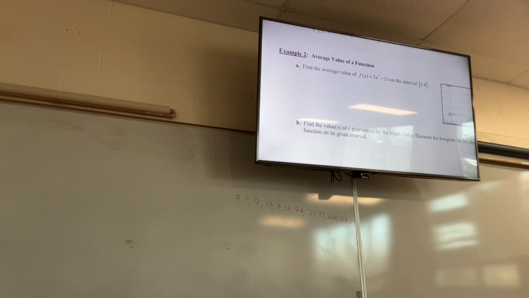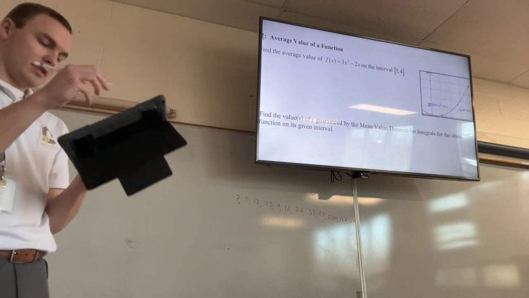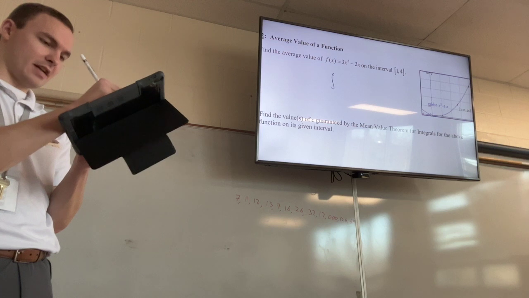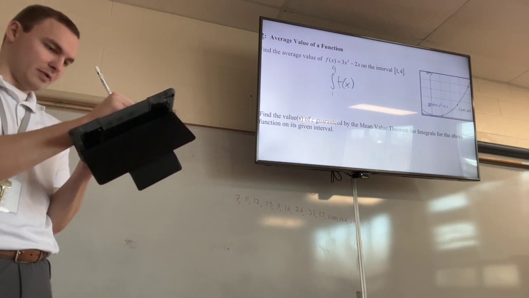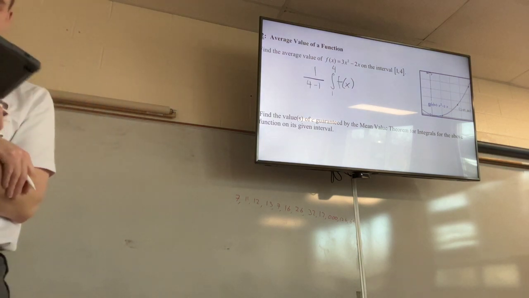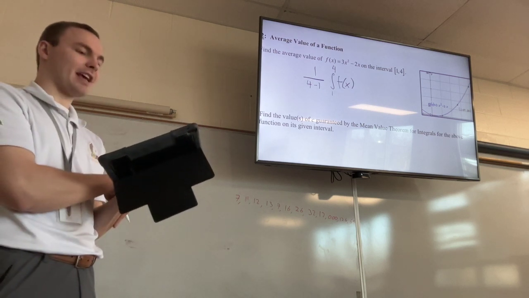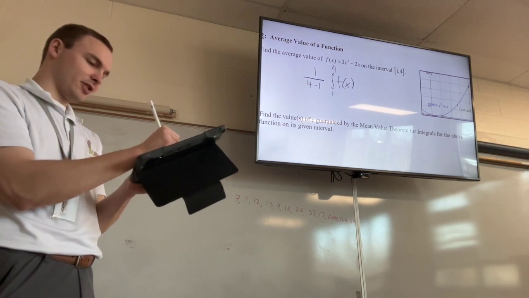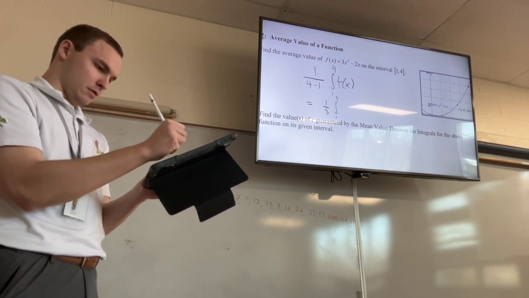All right, example 2. Find the average value of this function on this interval. So this is just like plug and chug, guys, okay? So it's just the integral of f of x from 1 to 4 times 1 over 4 minus 1. Okay. Questions, comments, concerns? Yep.